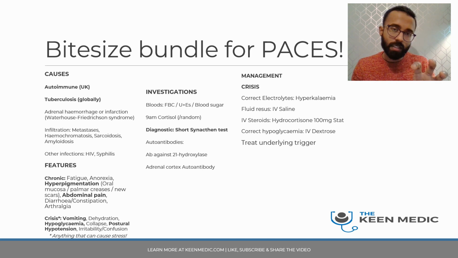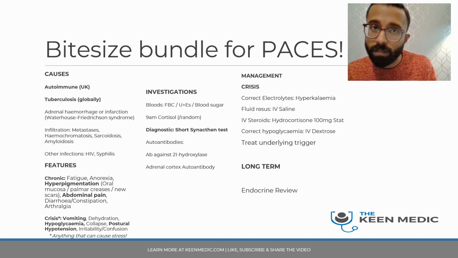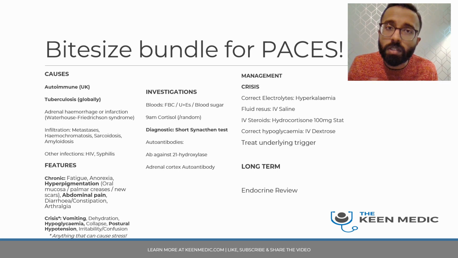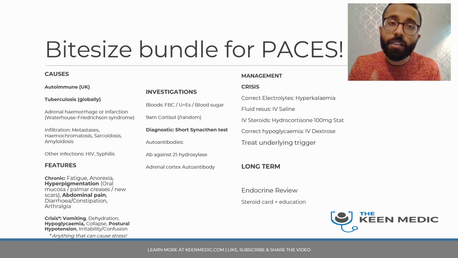This is the crisis situation. For the long term situation, the first thing you have to do is, of course, refer to the endocrine team if they are not already known. Even if they're known to them, you still should refer to the endocrine team, because if they have had a crisis, their management may need adjusting. Okay. Steroid card and education are important. This can be organized by the endocrine team as well, and they will follow the patient up.